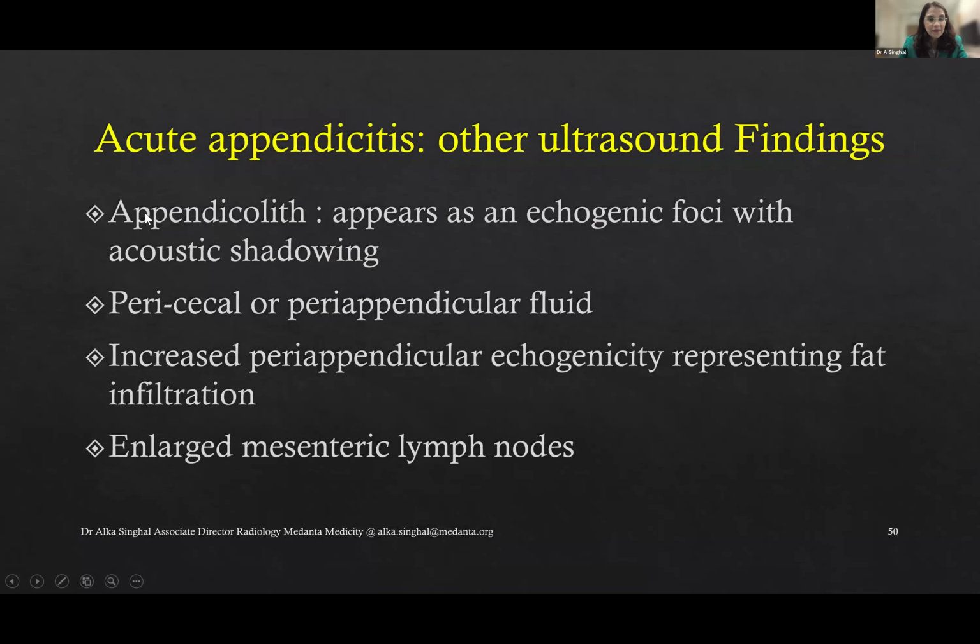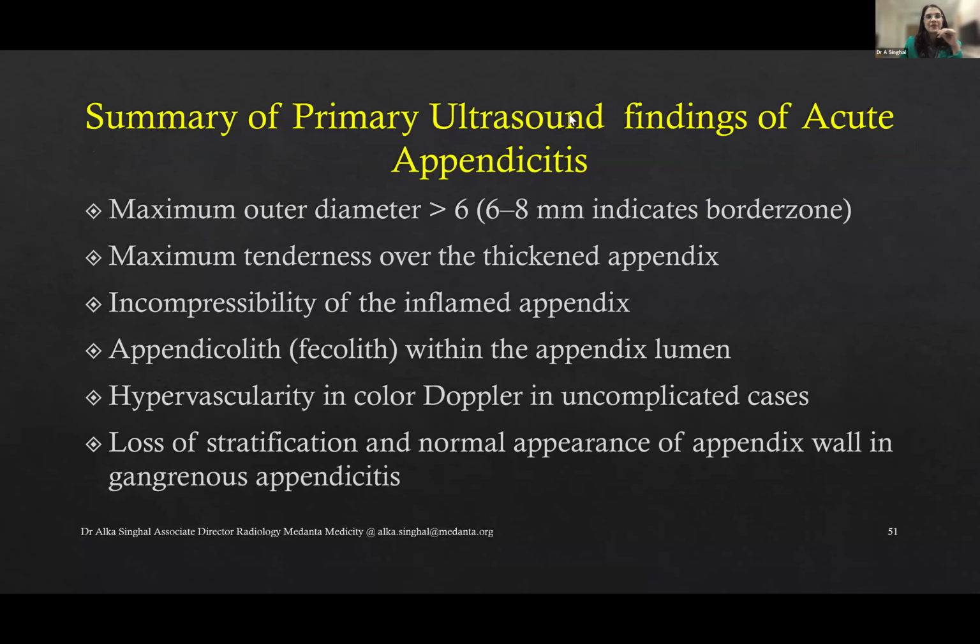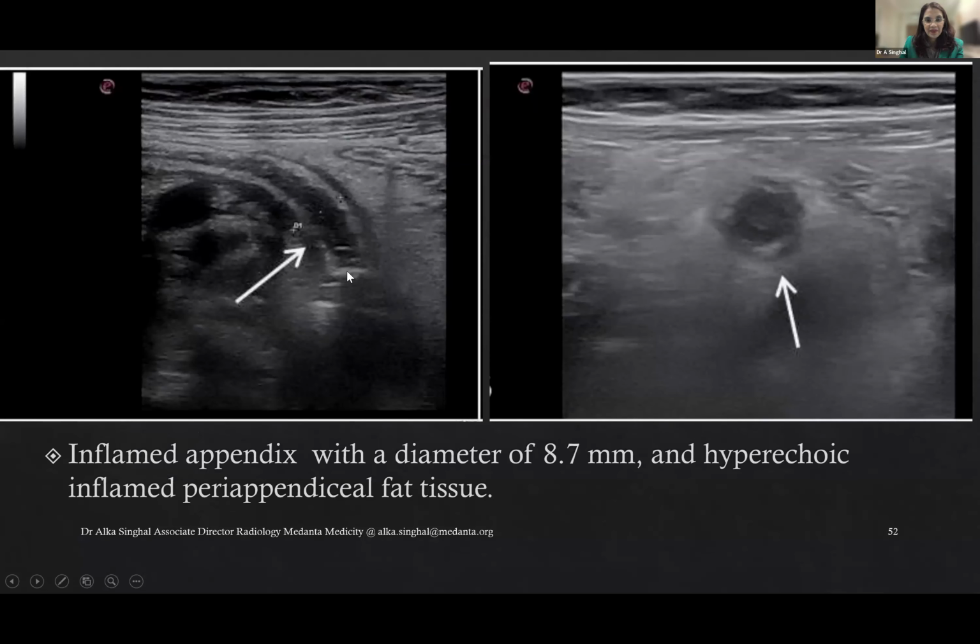Okay, so appendicolith appears as an echogenic focus with shadowing, and you can have associated findings of enlarged lymph nodes. So, summary: diameter more than 6 mm, maximum tenderness point coinciding with it, incompressibility of the appendix, appendicolith, hypervascularity on color Doppler, and loss of stratification of the normal appearance of the appendix wall, right? So like here, you can see the tip, and see the amount of appendicular fat inflammation, the echogenicity.